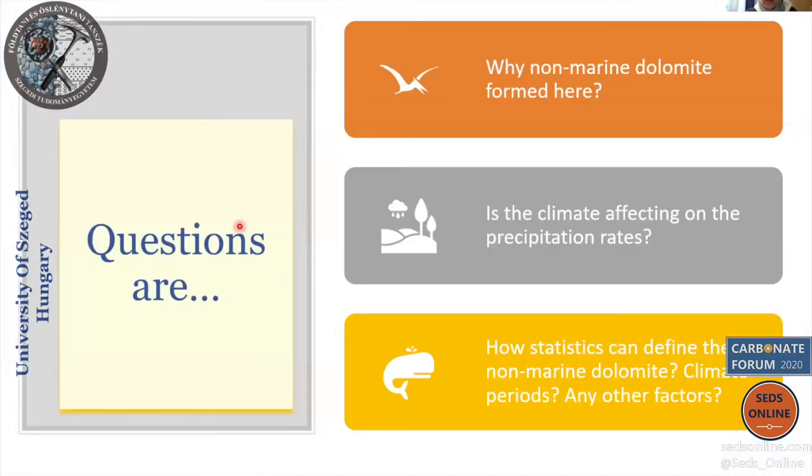So I pose some questions. First of all, why did non-marine dolomite form here? Is the climate affecting the precipitation rates? And how can statistics define the non-marine dolomite, the climate period, and any other factors?